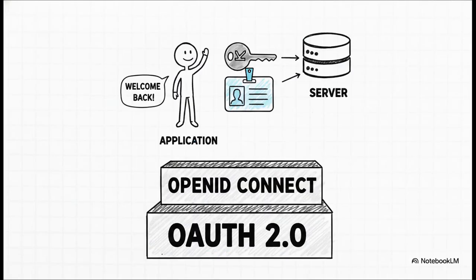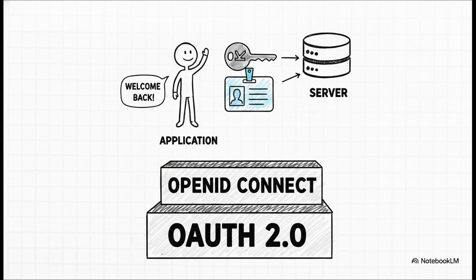The beautiful thing is, OpenID Connect isn't a replacement. It sits directly on top of the OAuth 2.0 architecture we just learned about. It just introduces a few brilliant additions. When the app makes its request, it includes a mandatory scope called OpenID. In response, alongside our standard access token valet key, the auth server hands over a brand new standardized ID token.